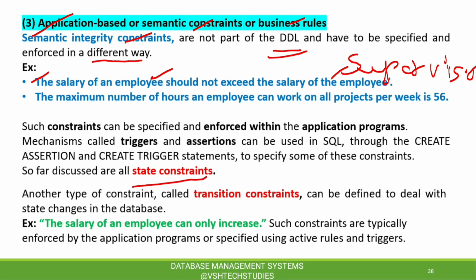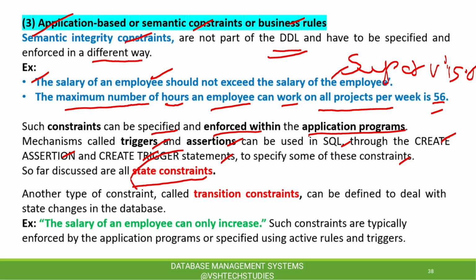Another example is that the maximum number of hours an employee can work on all the projects per week is 56. Such constraints can be specified and enforced within application programs. Mechanisms called triggers and assertions can also be used in SQL through the create assertion and create trigger statements to specify some of these constraints. So whatever constraints we discussed so far belong to state constraints.